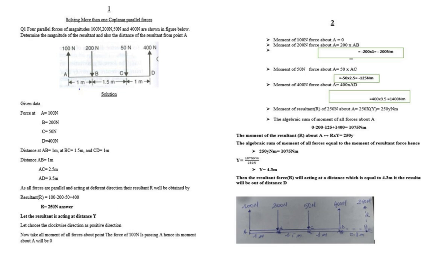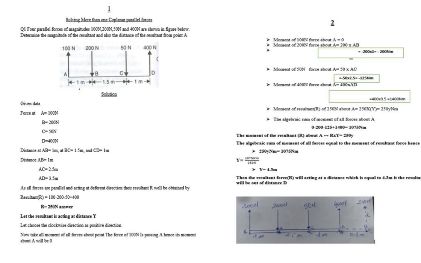Here we have an example of four Coplanar parallel forces. Four parallel forces of magnitudes 100 Newton, 200 Newton, 50 Newton, and 400 Newton are shown in the figure below. Determine the magnitude of the resultant and also the distance of the resultant from the point A. They give us data.